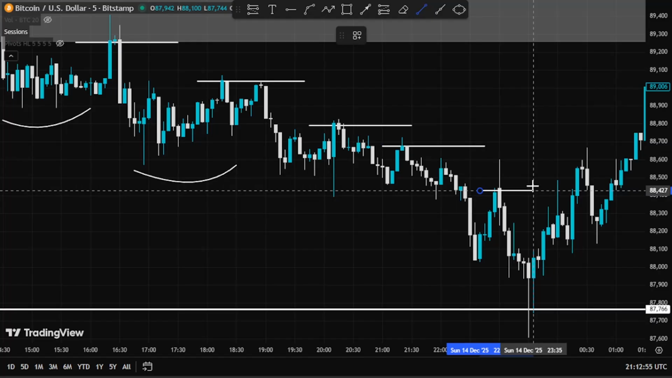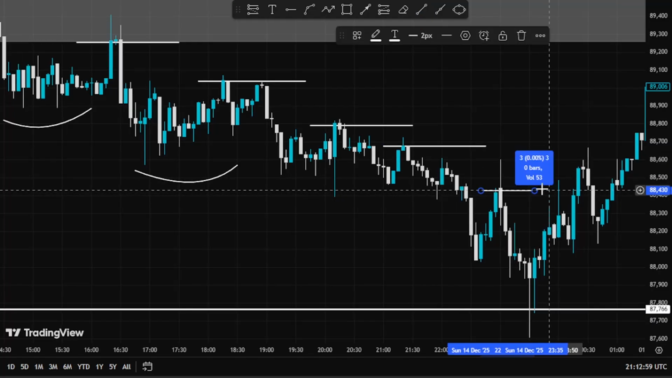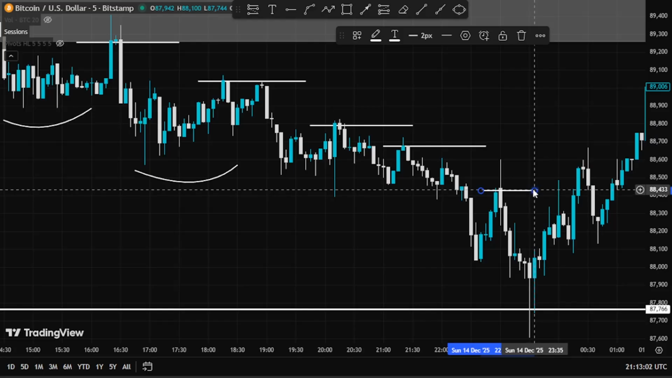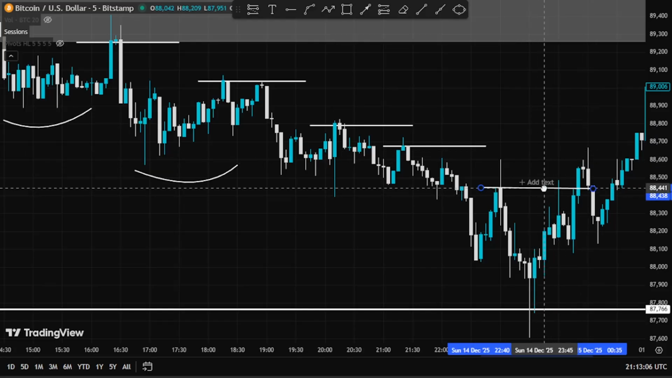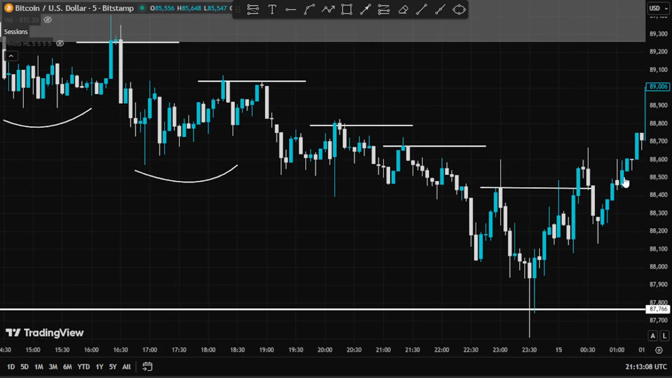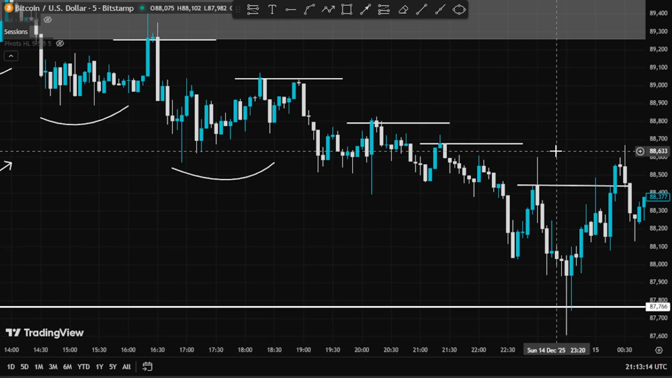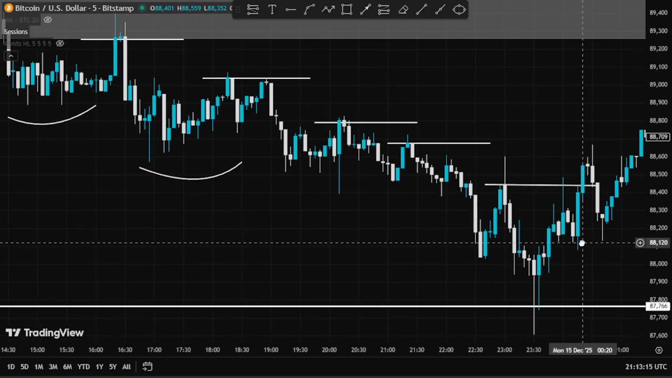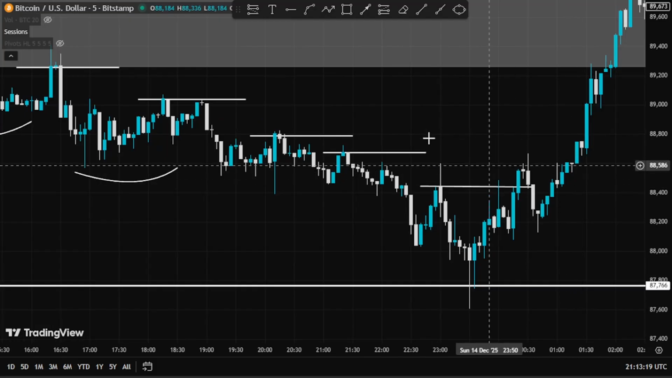Support level here until price broke this support level here. So in my mind, I'm like, okay, price has broken this support level. What's next? This shows us that the correction is about to begin, but it has not begun yet. What will actually confirm the beginning of this correction is price making a higher low. So you can see that price made a higher low here, and then immediately it started just pushing up from here.